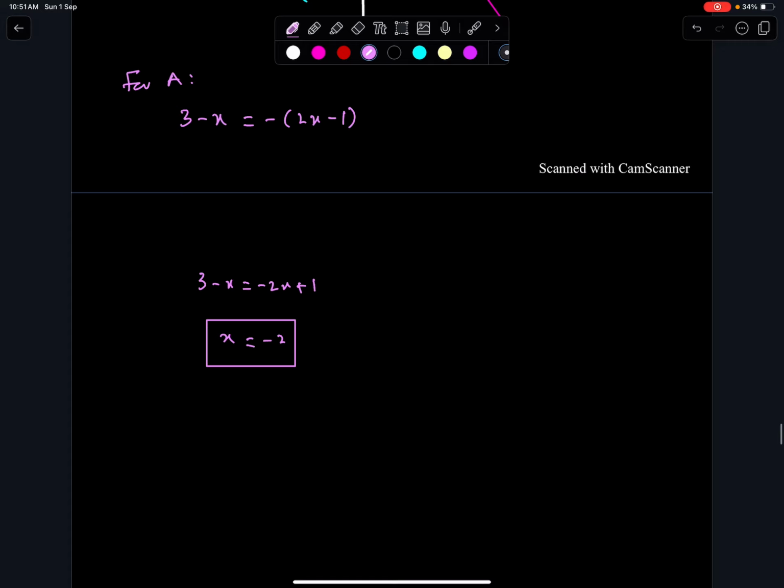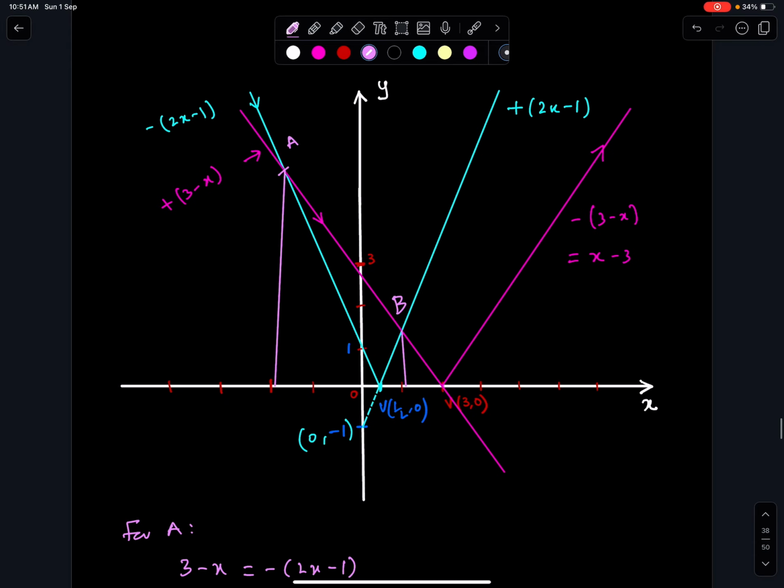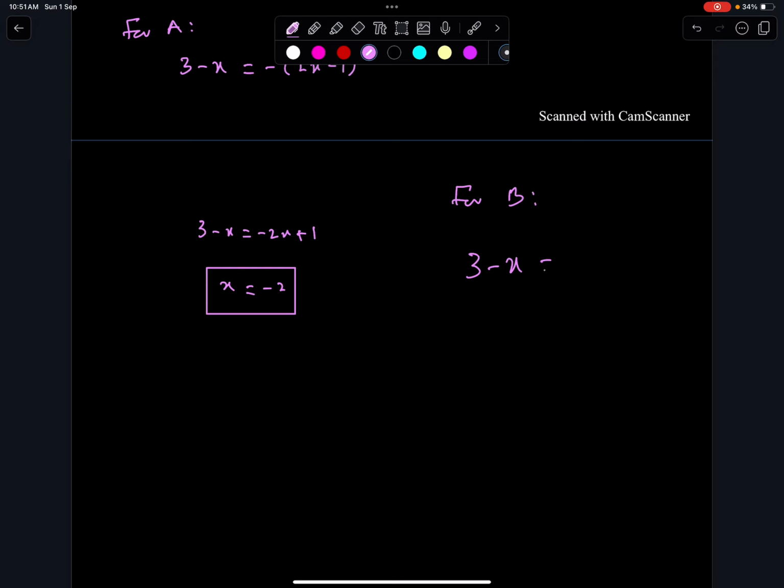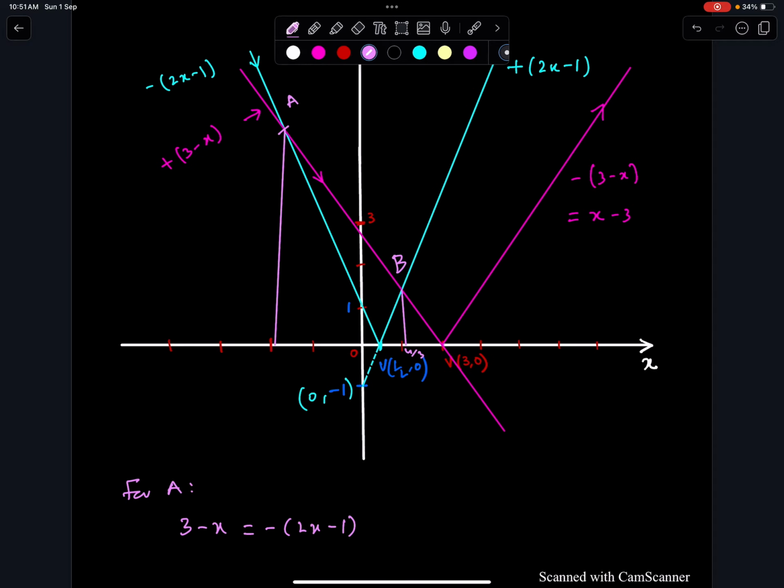For B, we need to solve the equations of this line and this line, because they are intersecting at this point. So this with this. So 3 minus x is equal to 2x minus 1. So we have 4 is equal to 3x, sorry. So x is equal to 4 upon 3. So this is 4 upon 3, and this is minus 2.